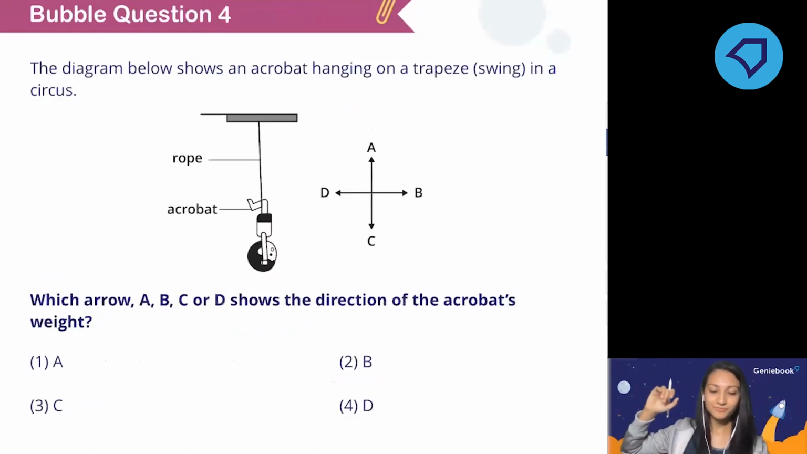Question 4, more bubble questions. The diagram below shows an acrobat hanging on a trapeze, or what we call a swing, in a circus.